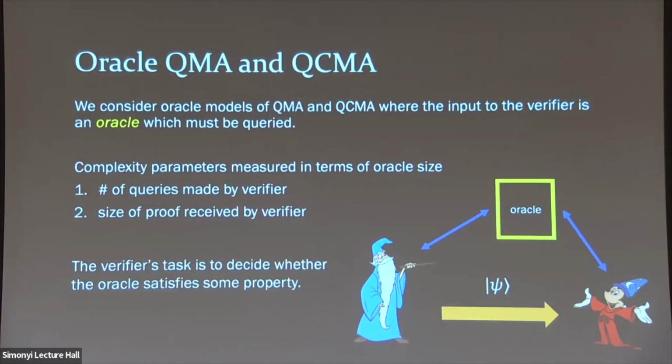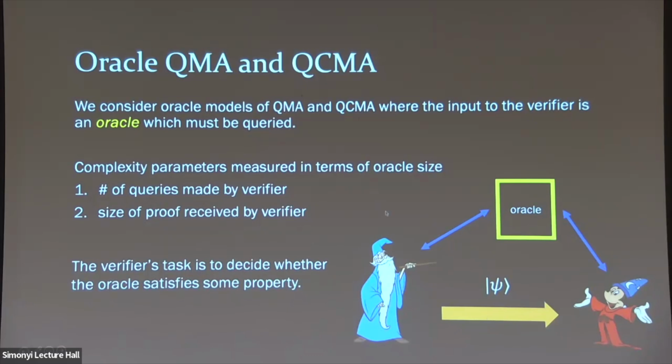So what's going on here? We're going to consider oracle models of QMA and QCMA. And this is kind of an analogy to QMA and QCMA that you saw before. But instead of Merlin and Arthur both receiving some instance X, which is some bit string, which is their input to the problem, they're both going to get as input an oracle, some black box that they get to query. Okay. So the way that they find out information about the problem that they're supposed to solve is by making queries to this oracle.